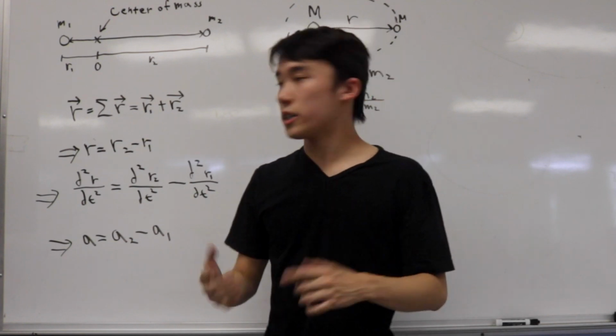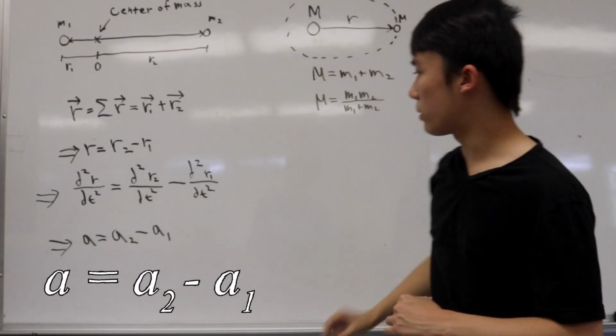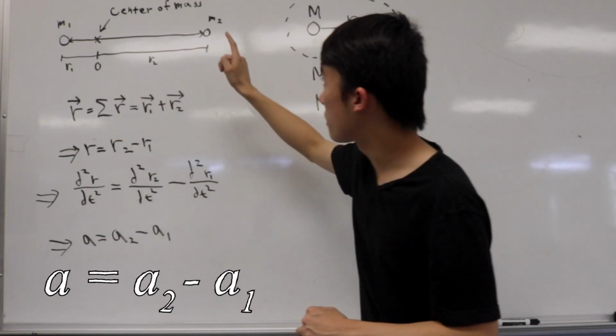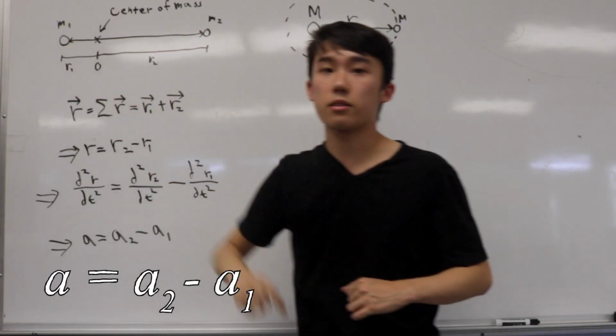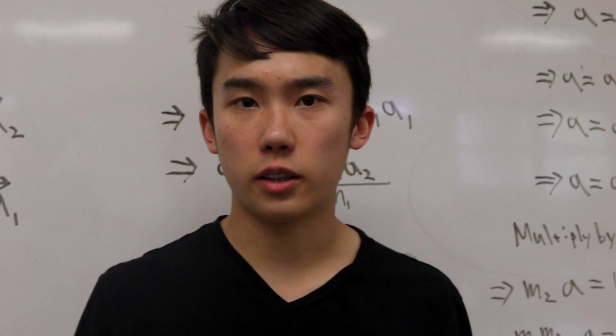To find the acceleration, we differentiate this 2 times with respect to time, and we find that the acceleration of our reduced mass is just the acceleration of our second mass minus the acceleration of our first mass. We can now go about deriving the reduced mass, but first let's take a little look at the forces.